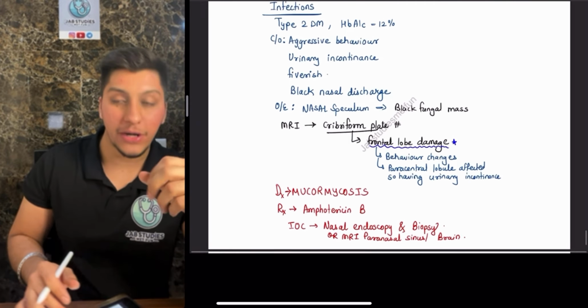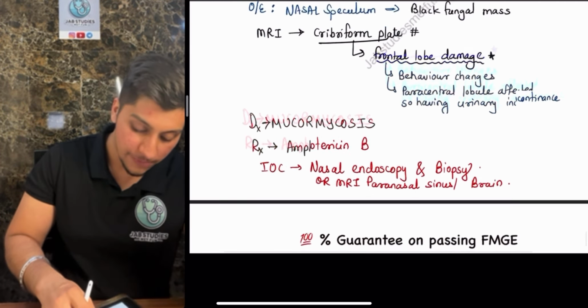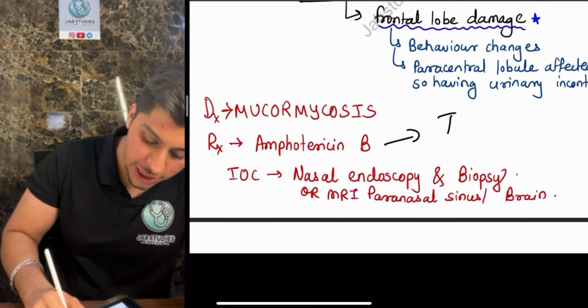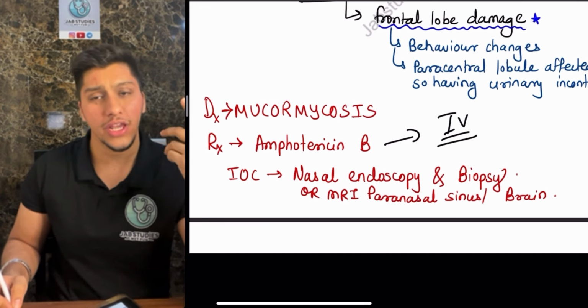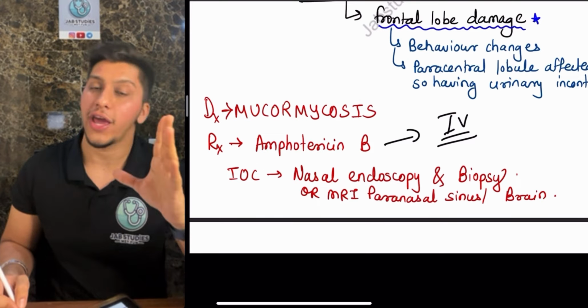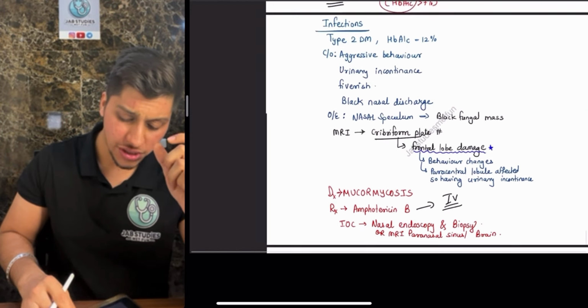Your diagnosis with respect to black fungus is mucormycosis, and the treatment for mucormycosis is liposomal amphotericin B, and they also ask the route, that is intravenous. The investigation of choice for such a condition will be nasal endoscopy and biopsy, or MRI paranasal sinus, whichever is in the options. So this is all I want to talk about diabetes.